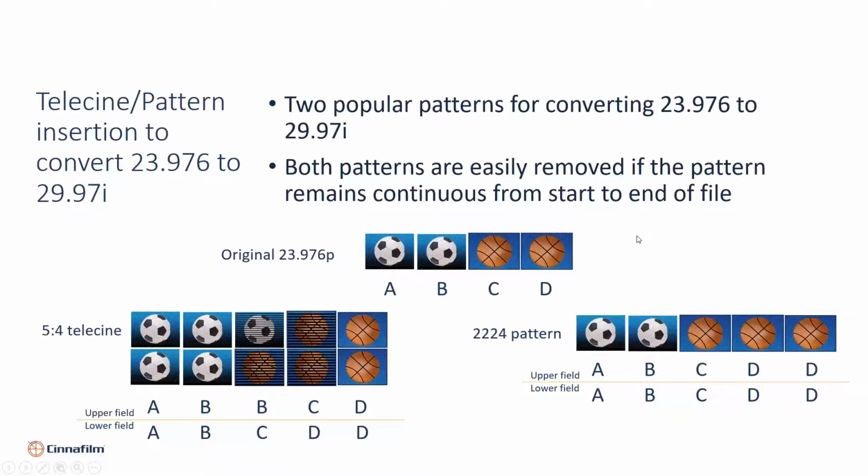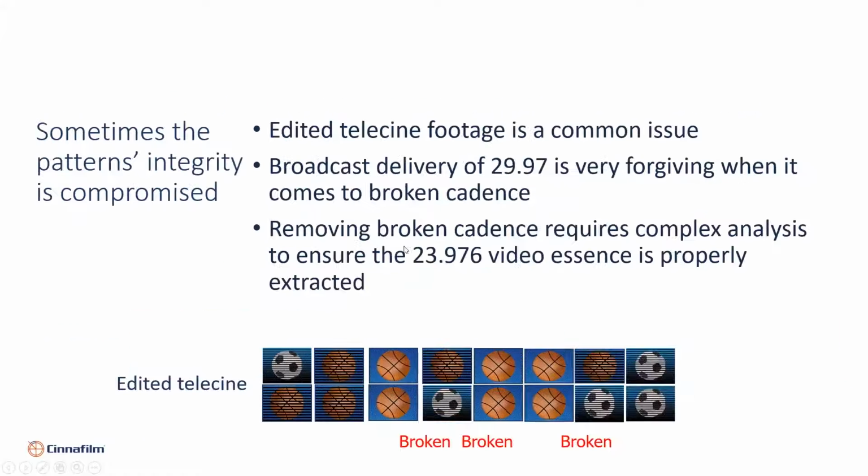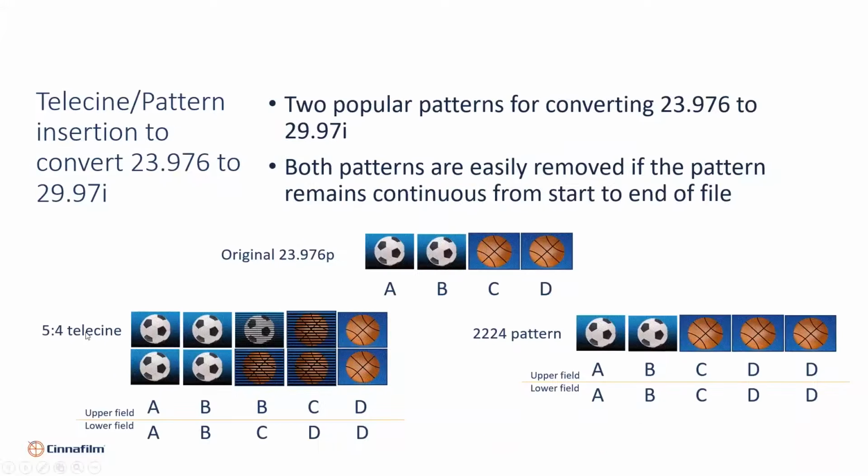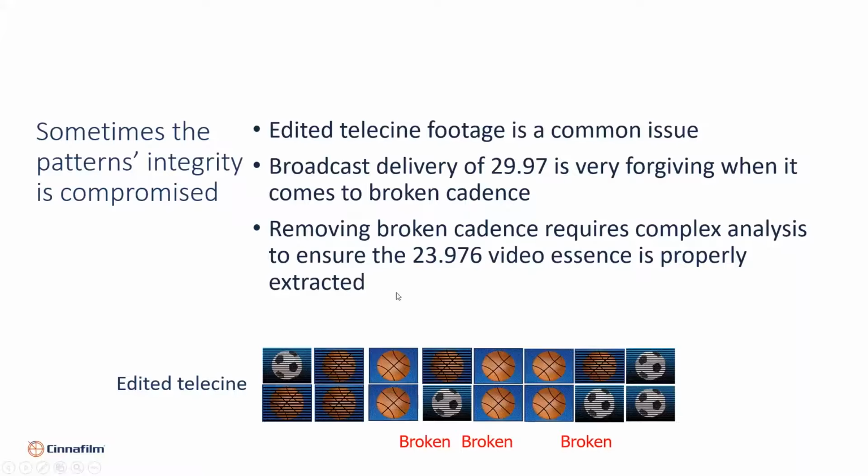Now, if that's how telecine worked in the 2997i world, we probably wouldn't be having this webinar, to be honest. But what happens is that they take these 23976 assets, they create a 2997i that's either 5/4 telecine or the 2224 pattern. And then they start editing this pattern. And so for whatever reason, they needed to cut the cadence here and start it over.